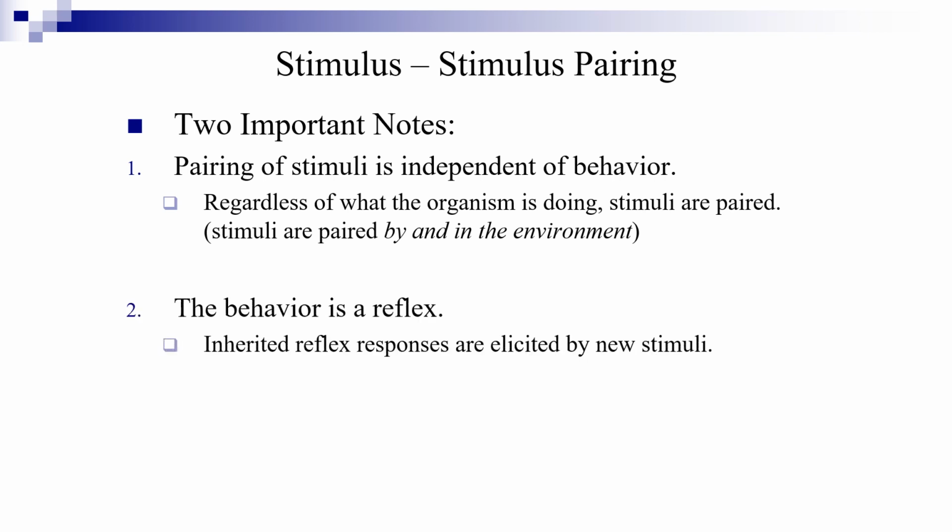Now, also, the behavior that we see is a reflex. So keep in mind that the behavior we're seeing is a reflexive behavior. So salivation in the dog, flinching in the roommate, those are behaviors that are reflexes. And these are inherited reflex responses. But what's different about them with pairing is that now they're being elicited by a new stimulus that previously didn't elicit these reflexes at all. So again, this is done through pairing. This is why we see this behavior being elicited by a brand new stimulus.